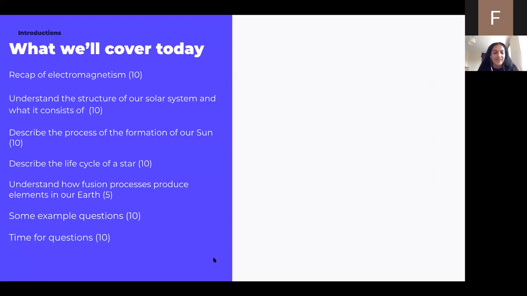So what we're going to cover today in a bit more depth is a recap of electromagnetism, understanding the structure of our solar system and what it consists of, describing the process of the formation of our sun, describing the life cycle of a star, and understand how fusion processes produce elements in our Earth. And then we'll go over some example questions and we'll have time for questions at the end.